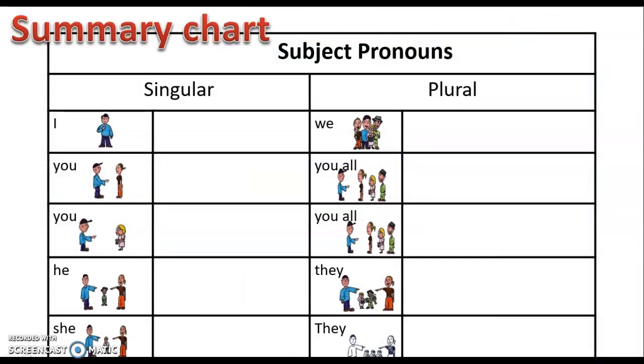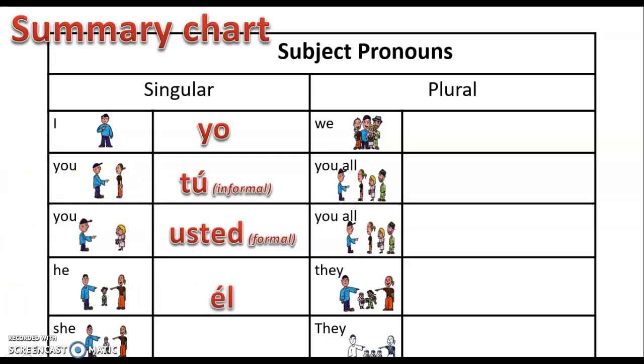Here's the chart for the subject pronouns in Spanish. I is yo. You informal is tú. You formal is usted. He is él. She is ella. We, nosotros, or the feminine form nosotras.